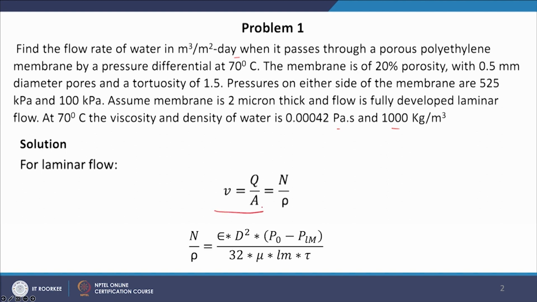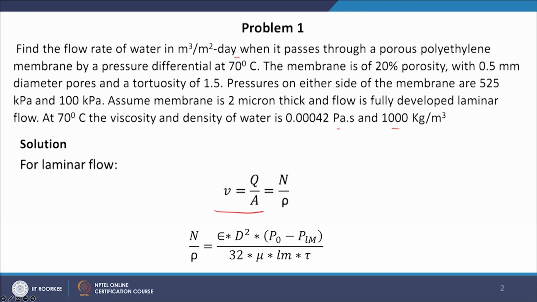So, this Q by A is equal to N by rho, that is the volumetric flux, the mass flux divided by rho. In the previous class we have discussed that N is equal to rho into epsilon into d square into P0 minus PLM divided by 32 mu Lm tau. So, that expression we have discussed.